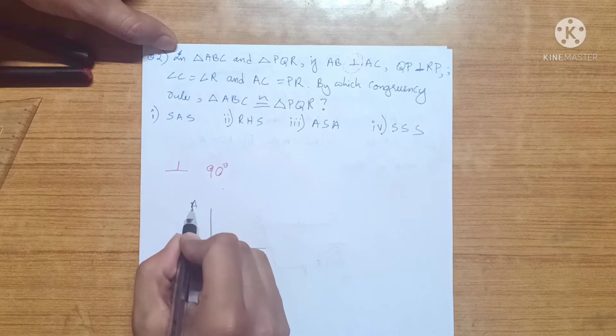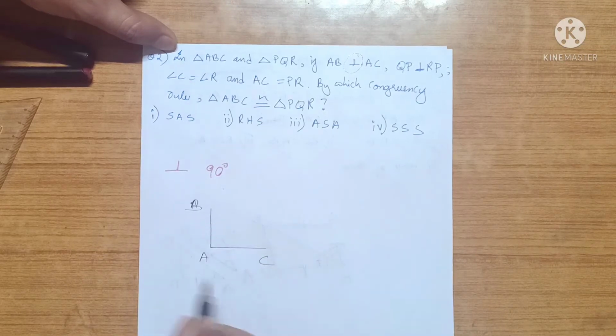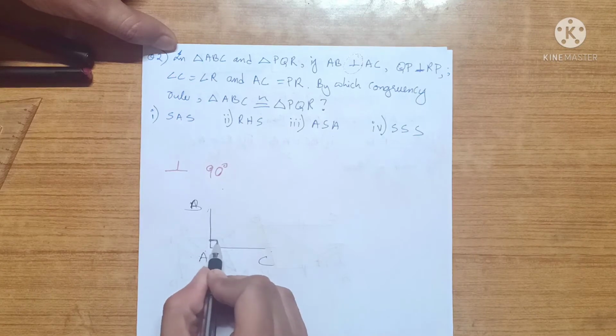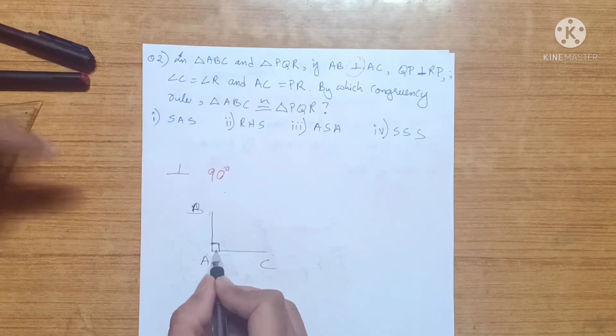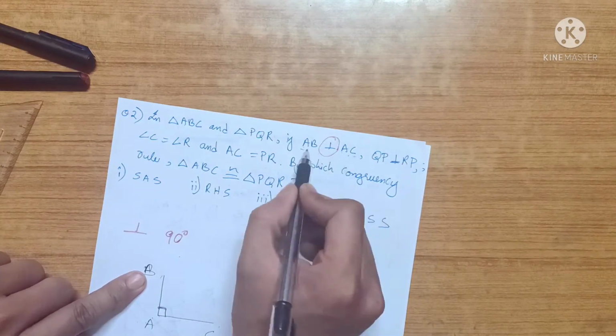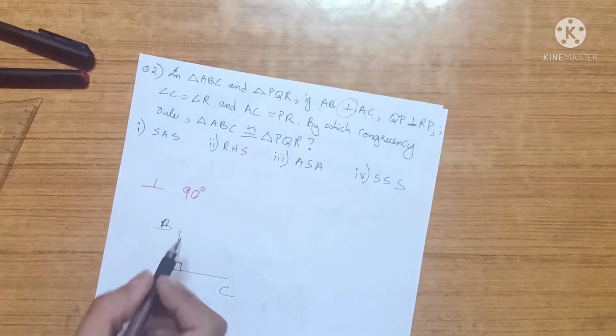A should be here, B, AC. So AB and AC are perpendicular to each other. So how do you know which angle is 90? You just have to see which is being written twice. A and A is written twice, so angle A is 90.